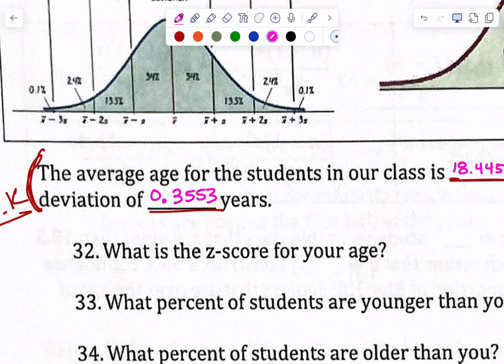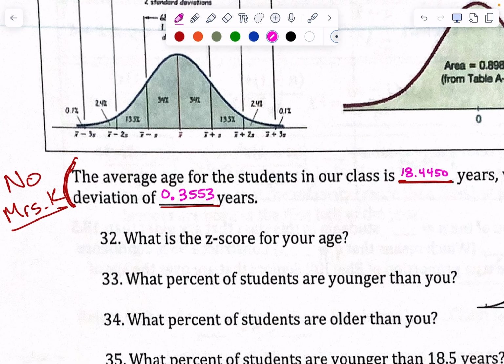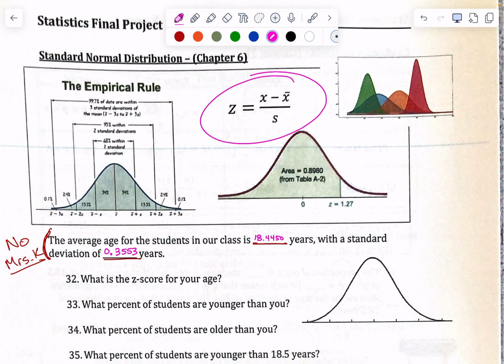All right. What is the z-score for your age? If you are older than 18.44 years, you're going to be a positive z-score. If you're below that, you're going to be a negative. Like Ethan will probably be the most negative. All right, do you remember how to find z-score? It's right here. X, this is you, minus the average, divided by the standard deviation, which is whatever that number is.